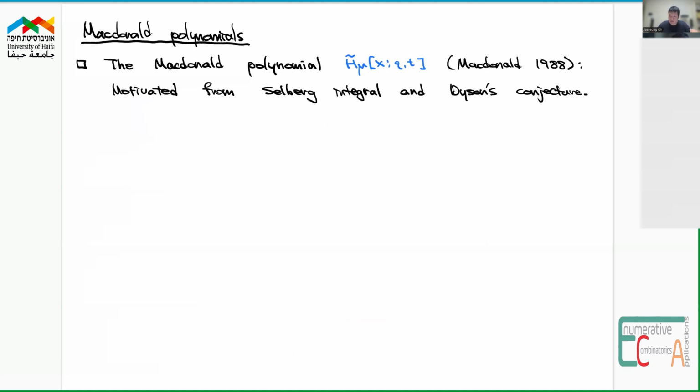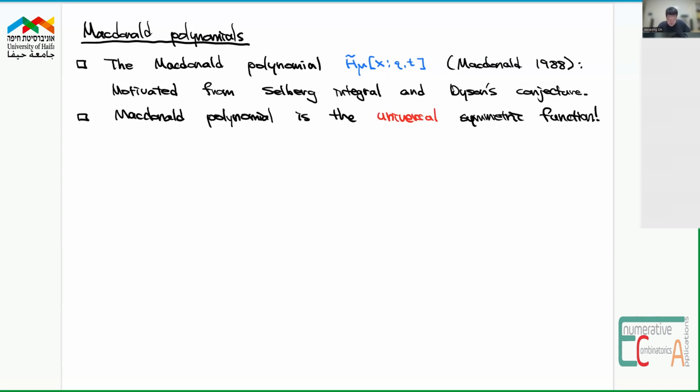One example is the Macdonald polynomials. Macdonald, in his seminal paper in 1988, defined the polynomial now named after him, a symmetric function in variables x1, x2, and so on, with two additional parameters, q and t. His original motivation came from the Selberg integral and Dyson's conjecture. If I had to state the importance of Macdonald polynomials in one sentence, I would say they are important because they are a universal symmetric function.